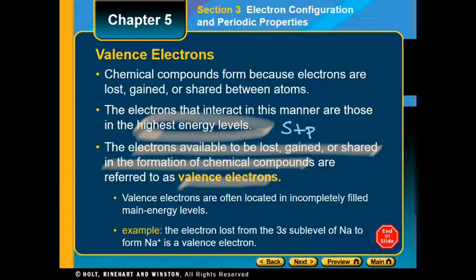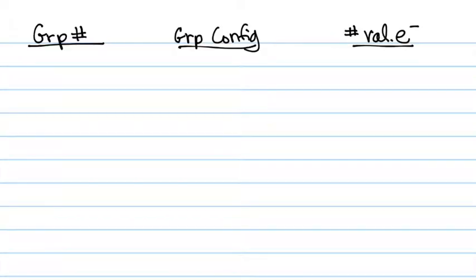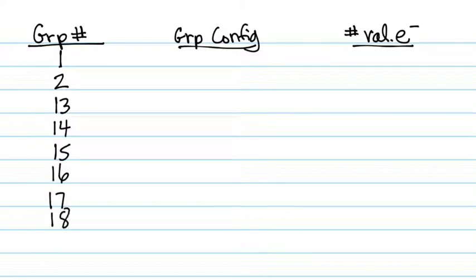We're talking about main group elements for the most part. That's what we're going to concentrate on. So let's go look at a chart that I'm going to want you to add, talking about valence electrons. Again, since we're concentrating on the main group elements, that's the S block, which contains groups 1 and 2, and the P block, which contains groups 13 through 18.